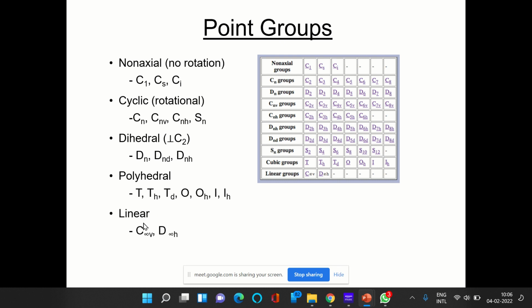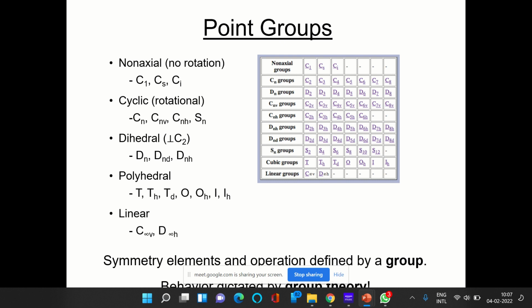Then you also have linear molecules such as CO, which will be C infinity v, because there is no horizontal plane. But if you have an example of N2 or CO2, they will have D infinity h as the point group. Why? Because the molecular axis that you take for the linear one, you can rotate by any angle. So the highest order axis is infinity, so n is infinite, and that's why we call it that.